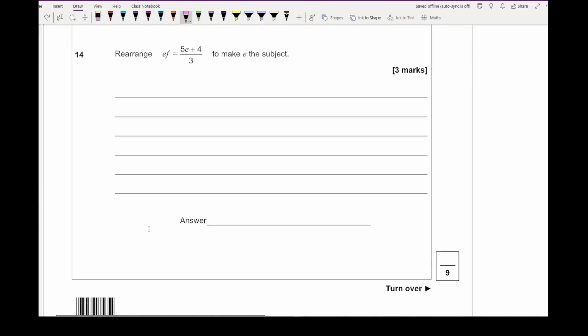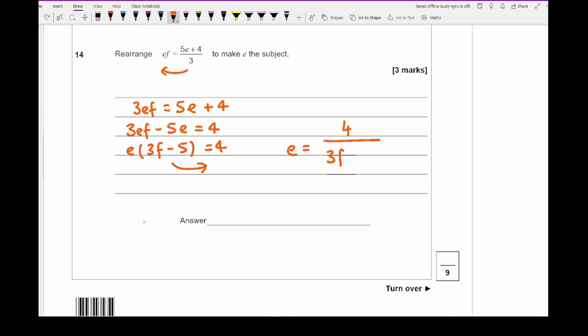Moving on to question 14, it says rearrange EF equals 5e minus 4 over 3 to make E the subject. So for this, let's take the 3 over to the other side first, so we get rid of the fractions. That becomes 3EF equals 5e plus 4. Then we want everything with an e on one side, so we've got 3EF minus 5e equals 4. We can then factorise with respect to e, so we end up with e lots of 3f minus 5 equals 4, and then take the bracket over to the other side, leaving me with e equals 4 divided by 3f minus 5.